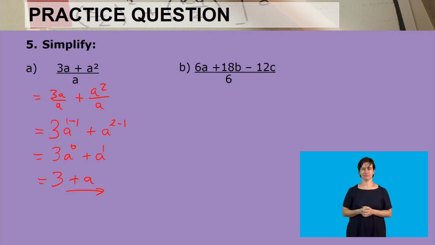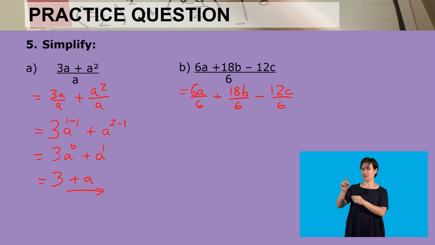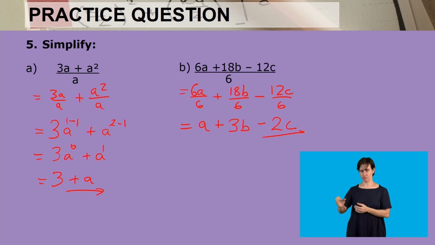Let's look at number B, which is in front of us. Again, step number 1 is we separate them. So 6a divided by 6 plus 18b divided by 6 minus 12c divided by 6. 6 divided by 6 is 1, and we remain with a. 18 divided by 6 is 3, so it would be 3b. And 12 divided by 6 is 2, so it would be 2c. That is how that expression is supposed to be. Let's look at the next question.